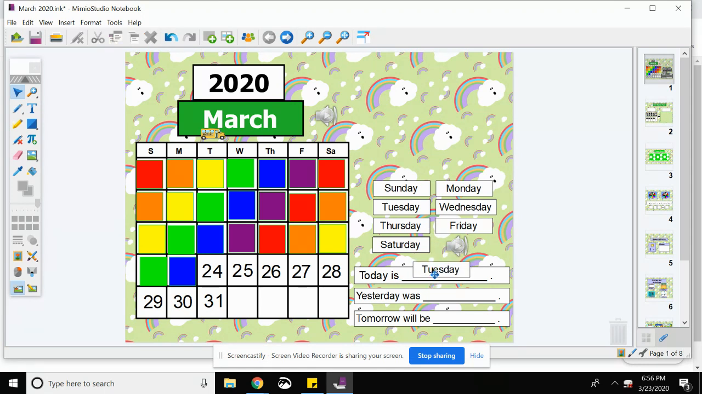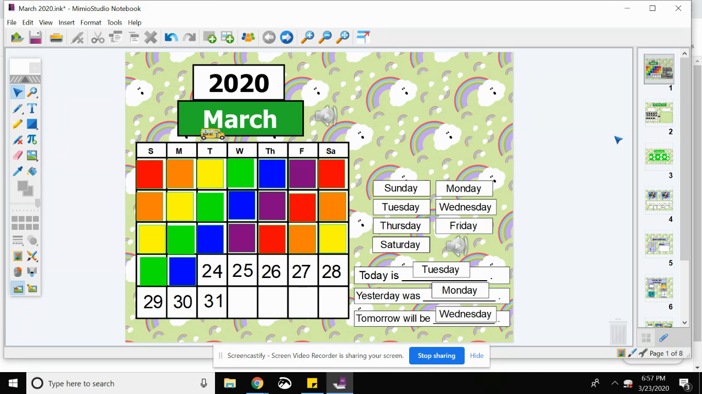Today is Tuesday. Yesterday was, so if I backed up the bus a little bit, we would see that yesterday was Monday. So I'm going to pull down Monday. Yesterday was Monday. And then finally, tomorrow will be, meaning if I moved my bus forward, tomorrow will be, you guessed it, Wednesday. Today is Tuesday. Yesterday was Monday. Tomorrow will be Wednesday. All right, the next one is for you to do.